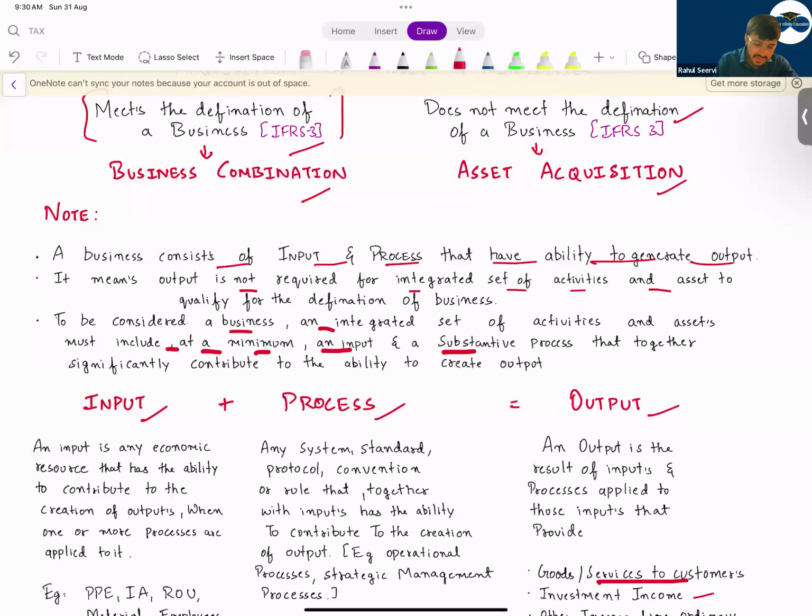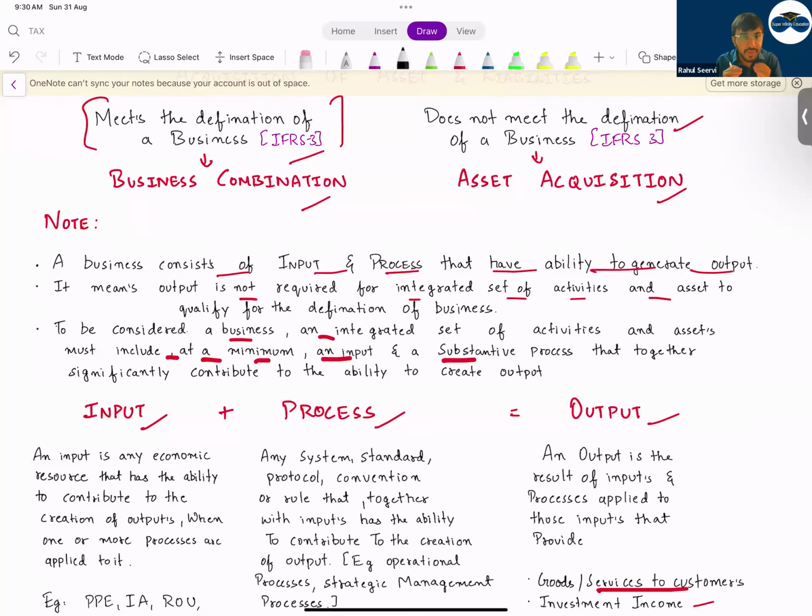a substantive process. To be a business, what is the minimum that should be there? An input should be there and a substantive process should be there. Not just a process, it should be substantive, that together significantly contribute to the ability to create output.